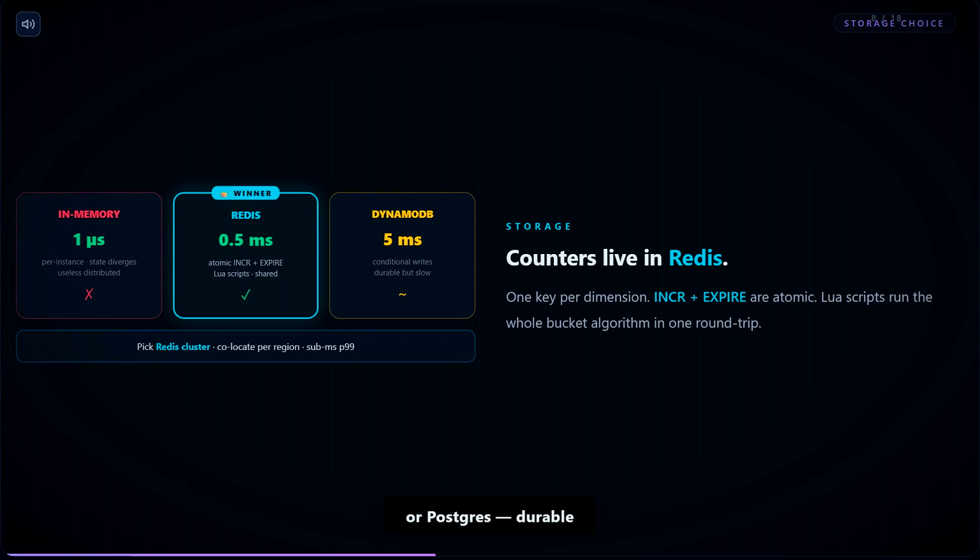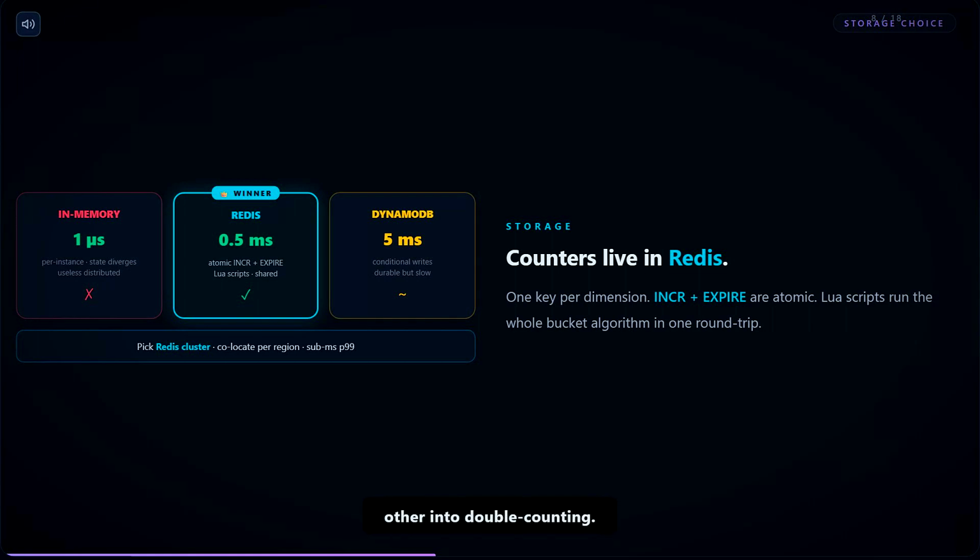DynamoDB or Postgres, durable but too slow for the millions of increments per second a real limiter needs. Redis, the right answer for 99% of interviews. Sub-millisecond latency, atomic INCR and expire, and Lua scripts that let you run multi-step token bucket logic in one atomic round trip. The pattern is 1 Redis key per dimension, like rate limit:user:245:minute. Set with expire so the key auto-cleans. Read and write in one Lua script so 2 app servers cannot race each other into double counting.